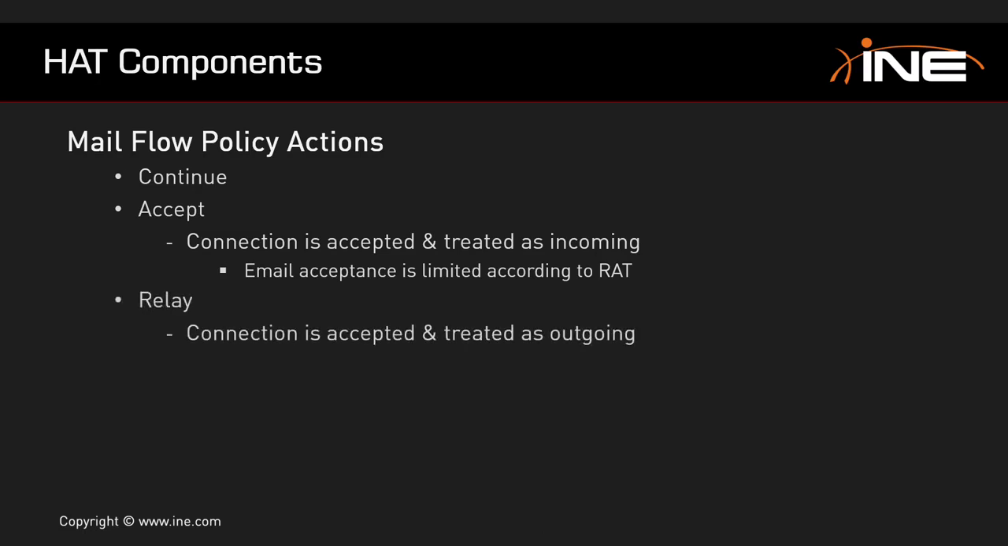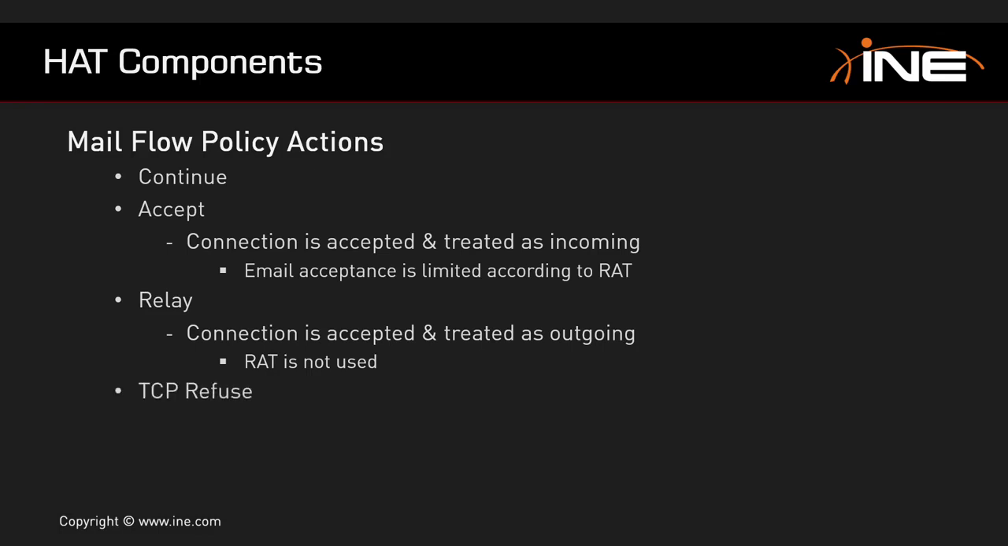In case of the relay action, this is going to be the opposite. I mean, we still accept the connection, but the message is treated as outgoing email, as if this was originated by our internal user, in which case we don't really want to control the session based on the destination, because we assume that our internal users are trusted. So we want them to be able to send emails to anyone, to other internal users and to any external domains, and this is because the recipient access table will not be used. We will take a look at that in just a moment.